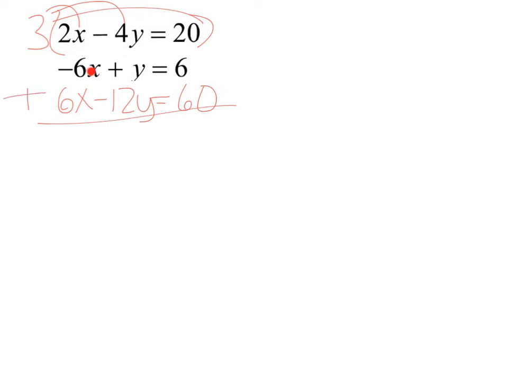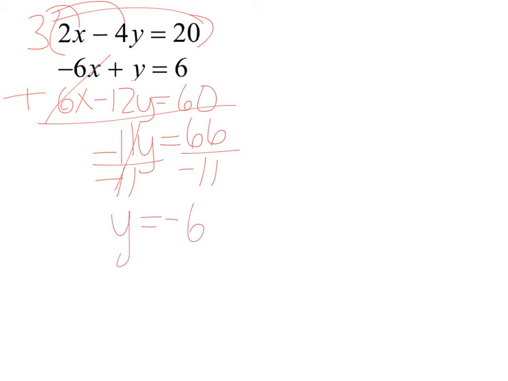So negative 6x and positive 6x cancel out when I add them. That's where the elimination part is. y and negative 12y, that's going to make negative 11y when I add them together. And 60 plus 6 is 66. So then I divide by negative 11. y is equal to negative 6.